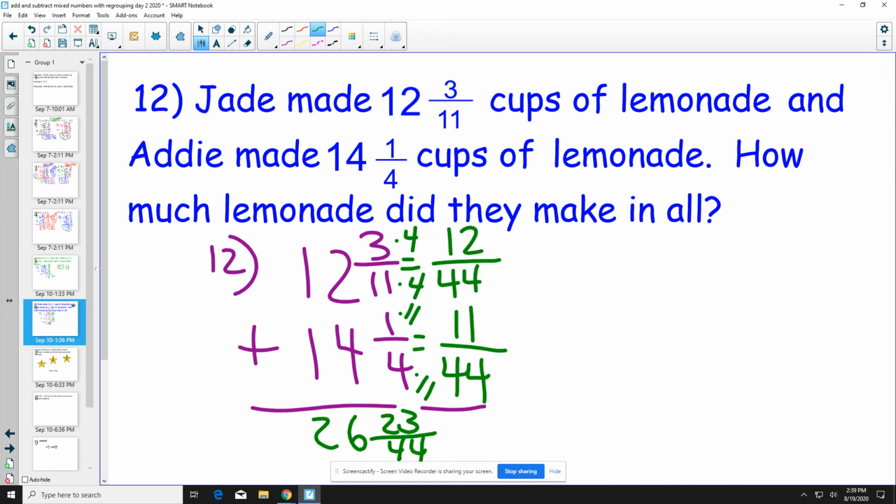I always have to make sure it's the lowest term. So we see 2 will go into 44, but 2 will not go into 23. 11 will go into 44, but 11 will not go into 23. 4 will go into 44, but 4 will not go into 23. So yes, it is. So always check that.